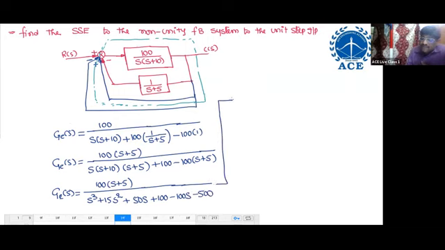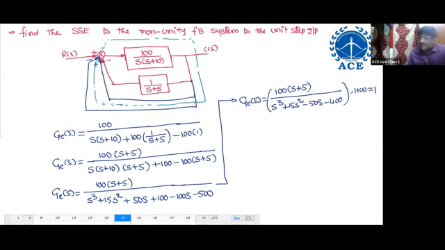Now solve this. So G of S equal to 100 into (S plus 5) by S cube plus 15S square, here minus 50S, or plus 50 minus 100 means minus 50S, minus 400. H of S equal to 1.